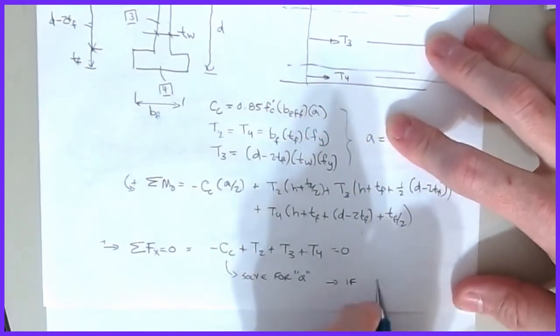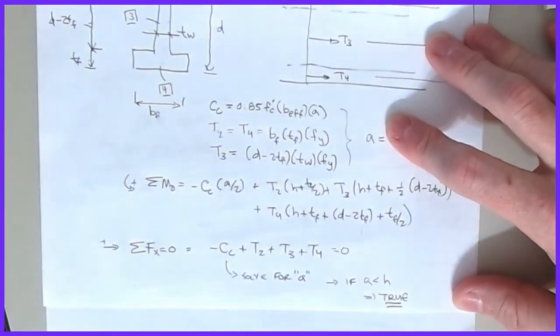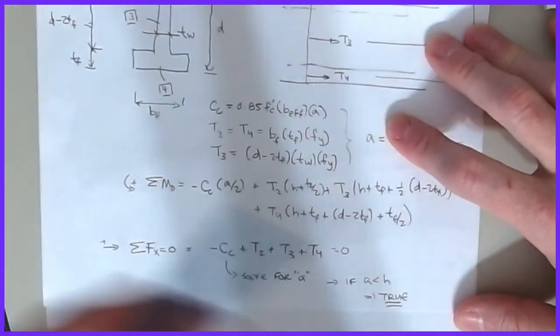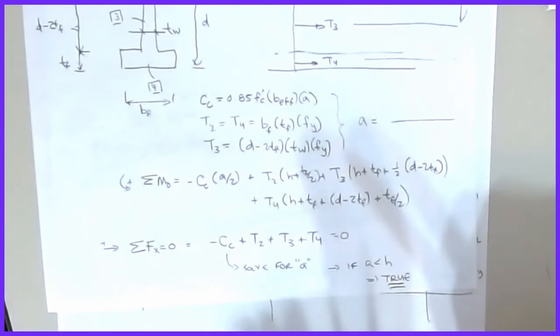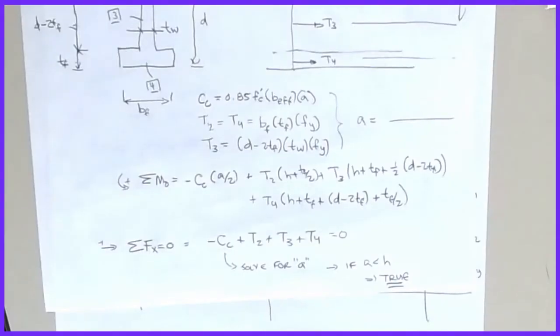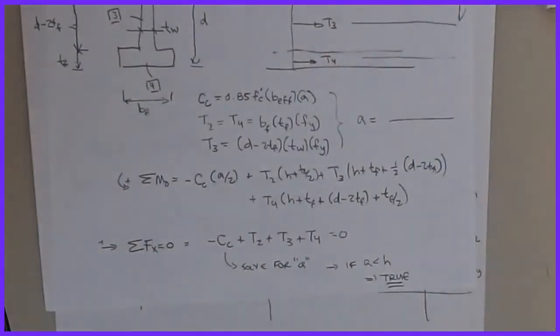And so the logic on this is if a is less than h, then you've met your assumption. This is true. If not, then you have to go through and proceed to the next one. And this is where it gets a little squirrely. Let me find some more paper real quick. Any questions on what we've done so far?